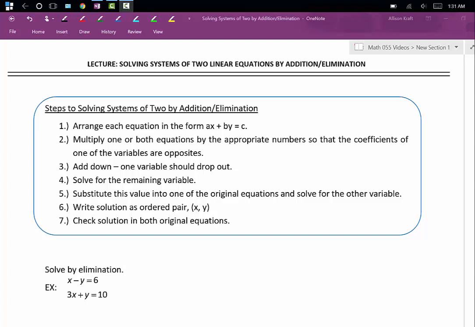Then solve for the remaining variable. You want to then substitute this value into one of the original equations and solve for the other variable. Write your solution as an ordered pair x, y, and you can always check your solution by plugging it into both original equations and make sure you get two true statements.